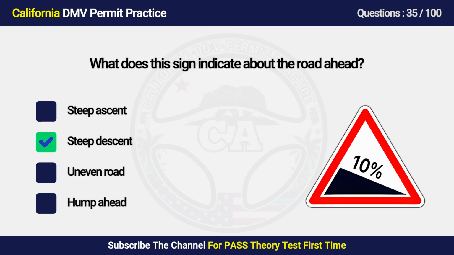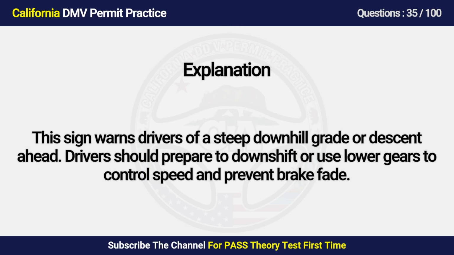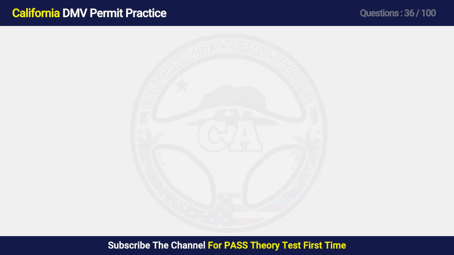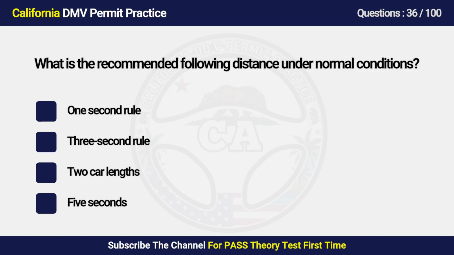Answer is B, steep descent. This sign warns drivers of a steep downhill grade or descent ahead. Drivers should prepare to downshift or use lower gears to control speed and prevent brake fade. Question 36. What is the recommended following distance under normal conditions?